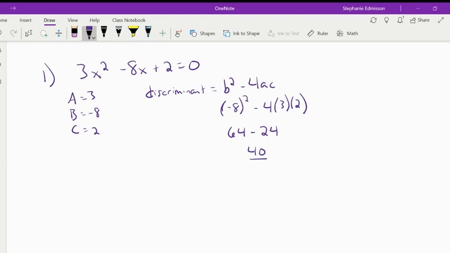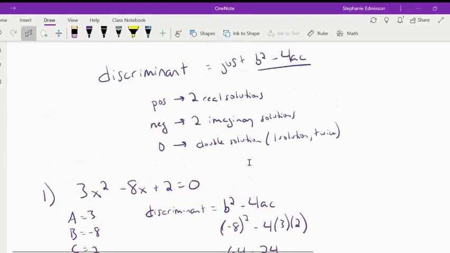I can't say that my answer is 40 because I'm not done. All I did was solve the discriminant. So my discriminant equals 40. I come up here. 40 is a positive number.